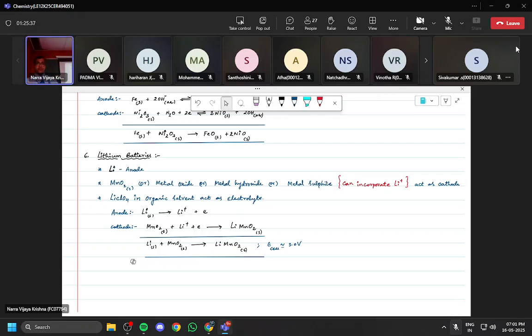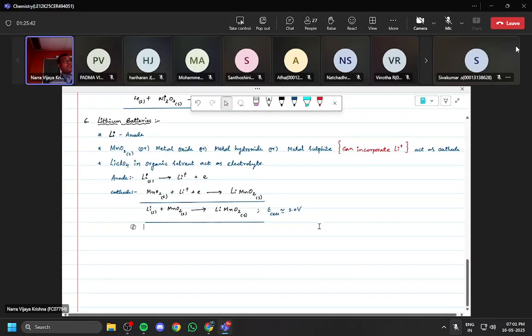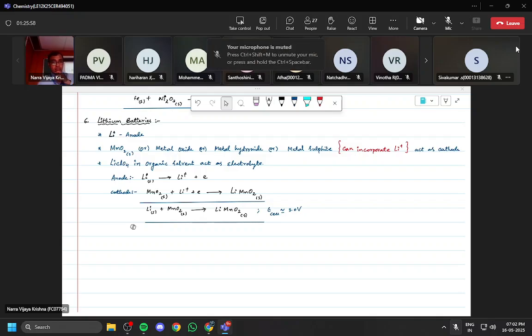Now, fuel cells. Fuel cells we already discussed in the hydrogen and its compounds chapter, if you remember. Just a moment. 24, 25 batch, class 11th. Hydrogen.